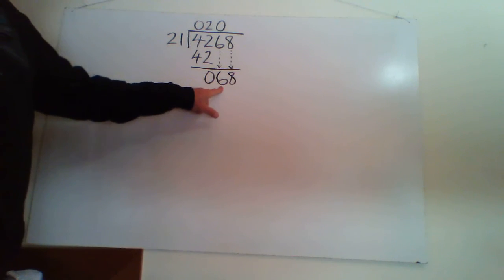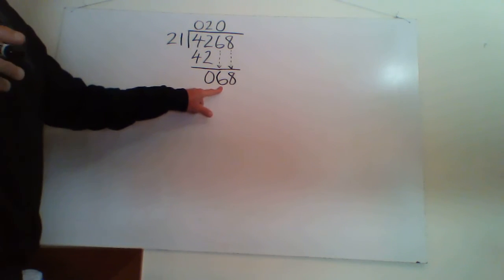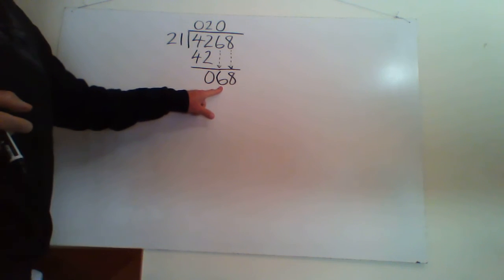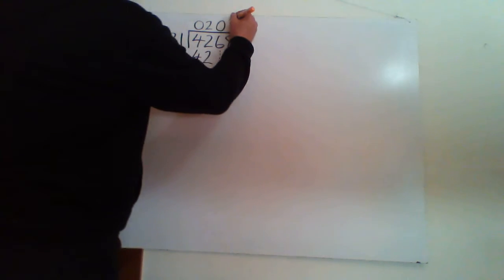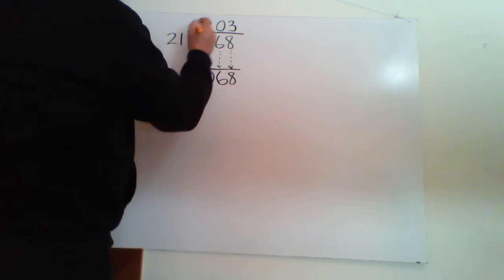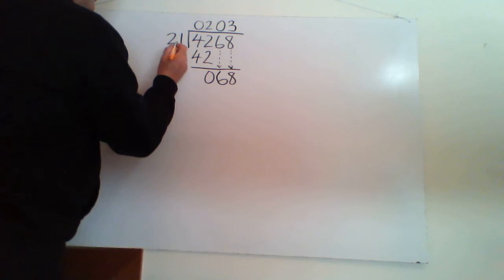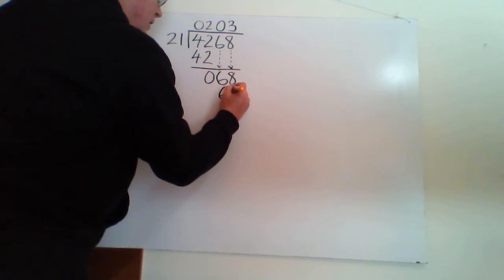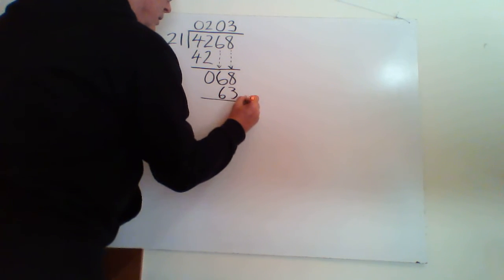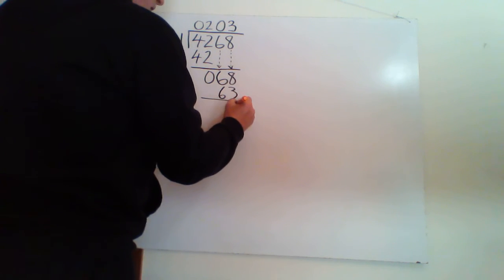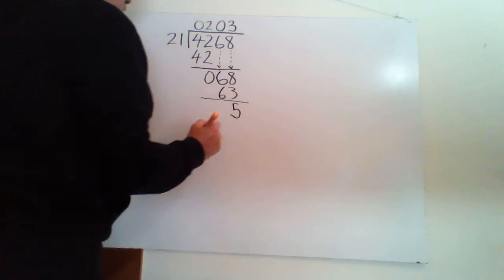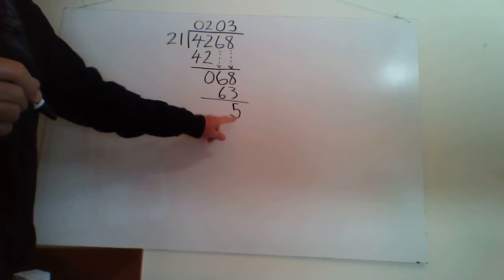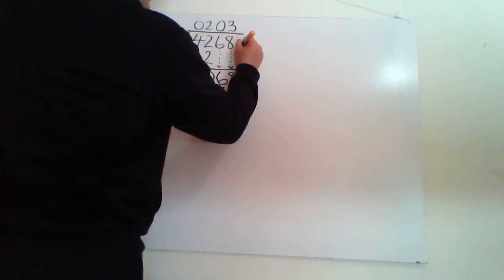21 goes into 68. Well, I know that 20 times 3 is 60. So 20 times 4 is going to be too big. So 21 times 3 is 20 times 3 is 60. 1 times 3 is 3, which gives me 63. 68 minus 63, of course, is 5. And now 21 won't go into 5, so I'm out of numbers.